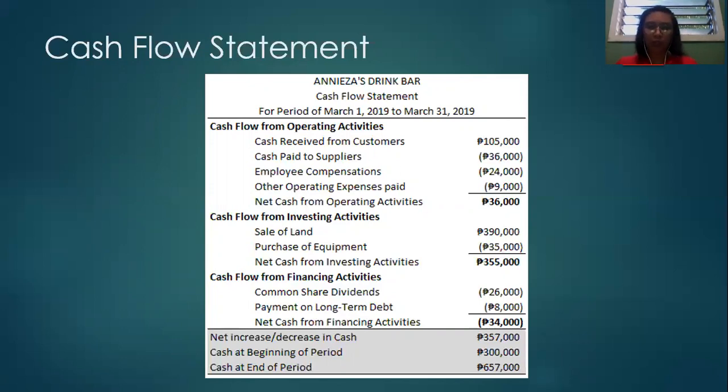You have to note here, these figures that are enclosed indicate that they are outflows. So since they are outflows, negative dapat yan sila. Kaya sila naka-enclose. It means na nag-decrease ang cash. For inflows, as is. Okay?